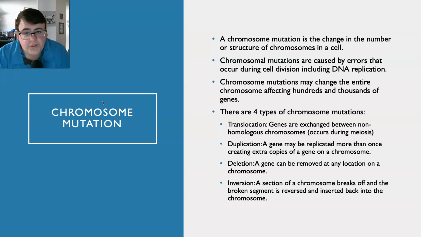So we've got translocation. This is when genes are exchanged between non-homologous chromosomes. Okay, so that's generally during meiosis, which we'll look at a little bit more in cell division. So genes are physically exchanged between the wrong chromosomes. Duplication is when a gene is replicated more than once, so the chromosome has more than one copy of that gene, or more copies than it needs of that gene. Deletion is when a gene is deleted or removed from any location on a chromosome, where inversion is a section of the chromosome breaking off, and that broken segment being reversed and connected back up. So basically the gene is backwards.